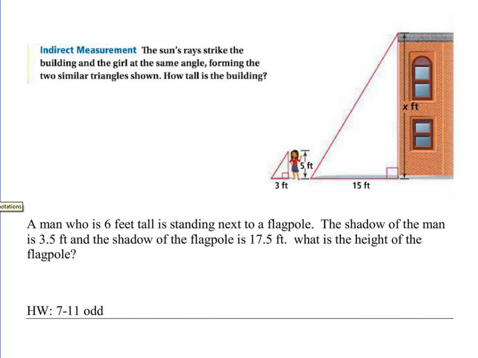We have the sun's rays striking the building and the girl at the same angle, forming the two similar triangles that we see. So the side length here is 3, the side length here is 5. Then we measure the shadow length and we get 15 feet. We can now set up a proportion to figure out what the height of the building is. So let's try to set that up.